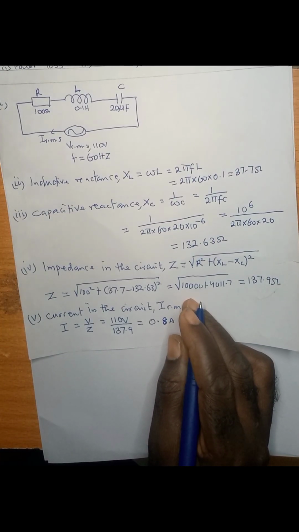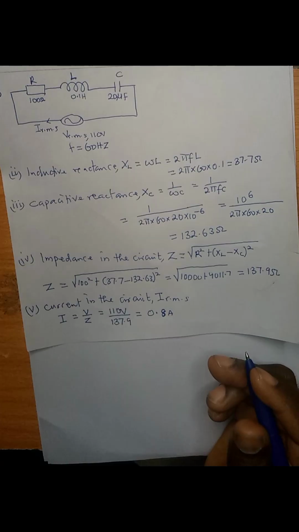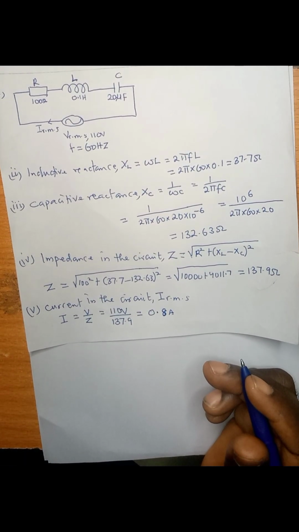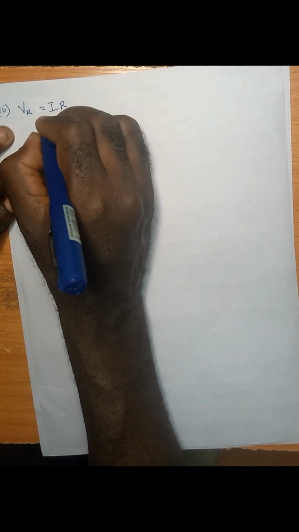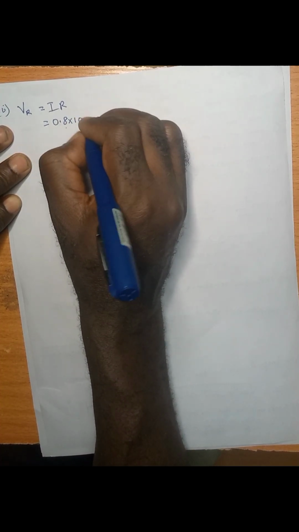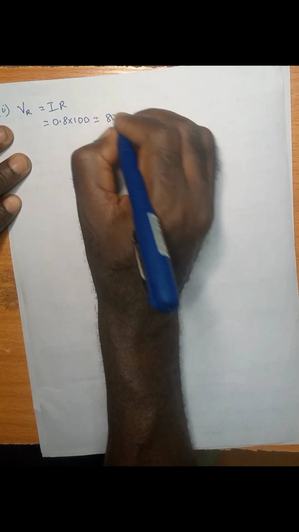Then the next part of it, here we are to calculate the voltage across the resistor, across the inductor, and across the capacitor. Now let us look at question number 6. Voltage across the resistor, VR, is given by IR according to Ohm's law, and this I is 0.8 and R is 100, and this gives 80 volt.